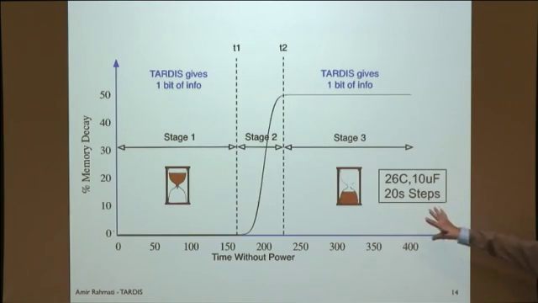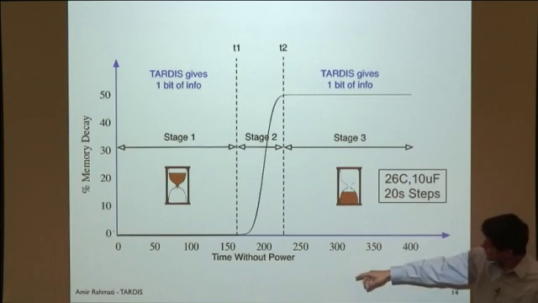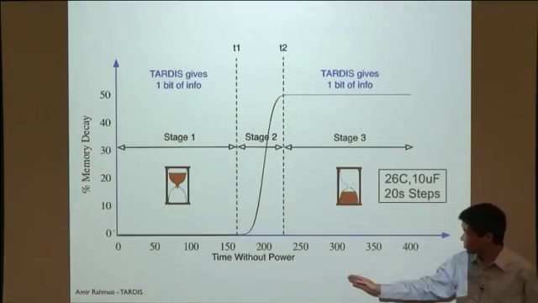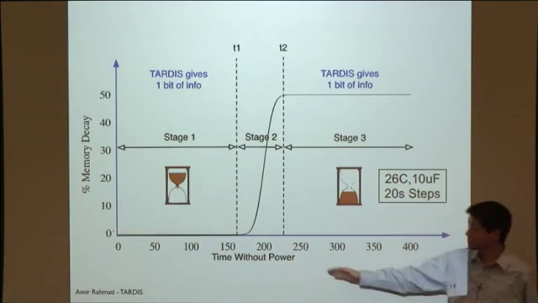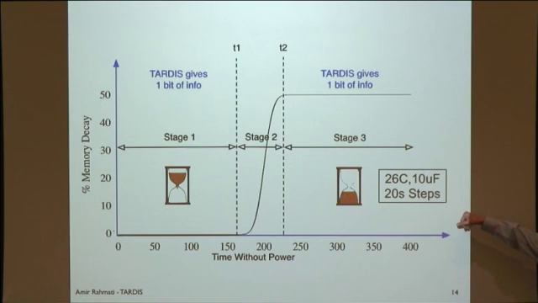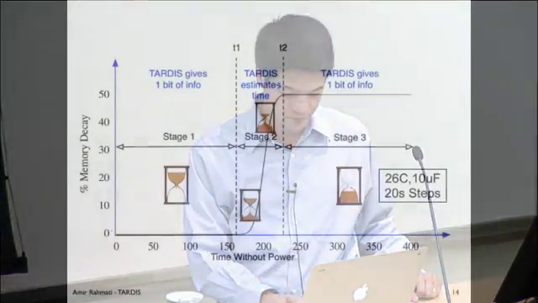And that's what stage 3 is. So at stage 3, in this case, around 230 seconds, that's when all of the SRAM cells have decayed. And so we have no way to distinguish whether it's been 250 or 400. We just know it's been more than 230 seconds at that point in time, just like an hourglass. And again, this was at room temperature and using a 10 microfarad capacitor, which is relatively common for smart card applications.